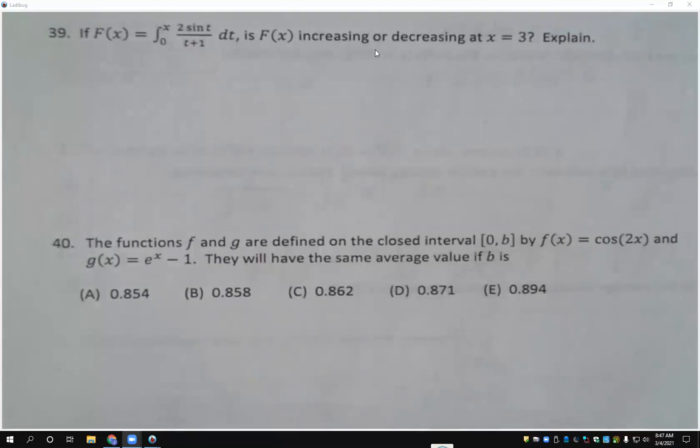40, please. All right, 40 says the functions f and g are defined on the closed interval 0 to b by f of x equals cosine 2x and g of x equals e to the x minus 1. They have the same average value if b is.